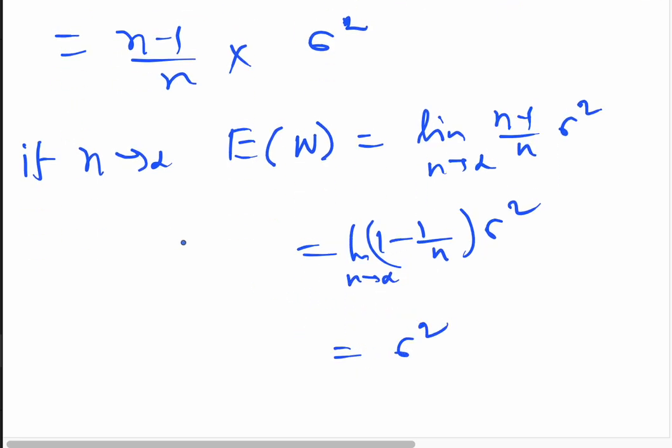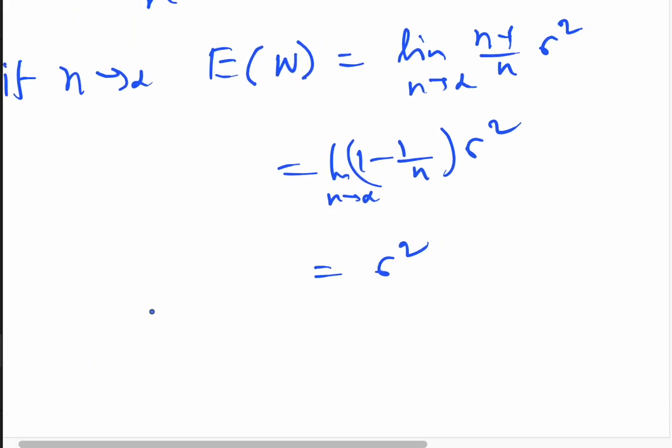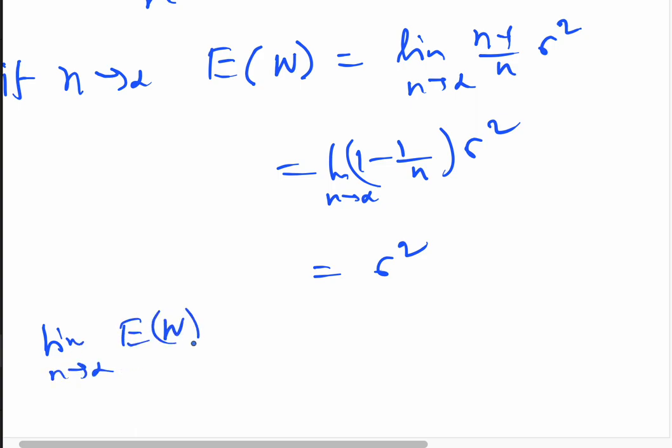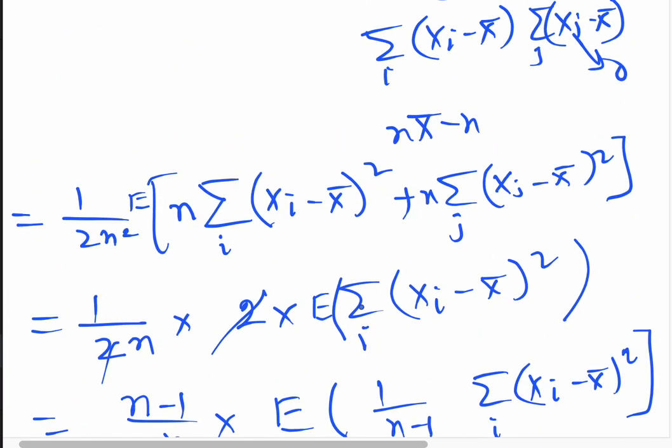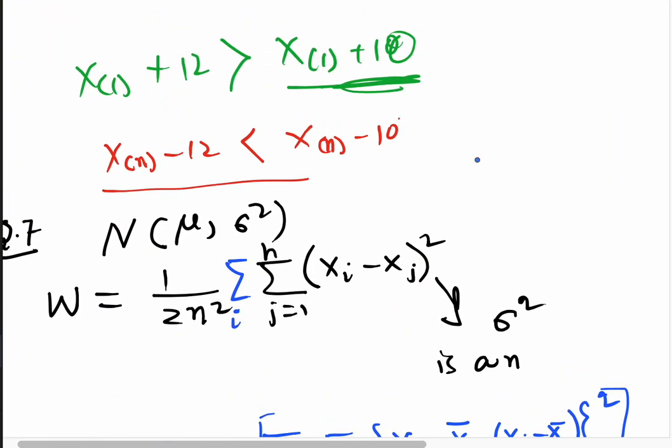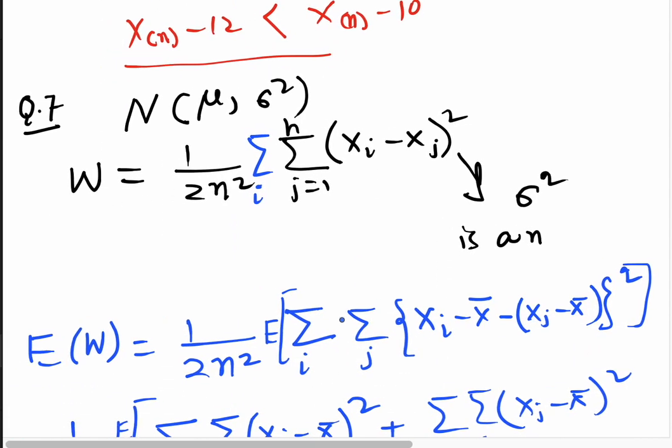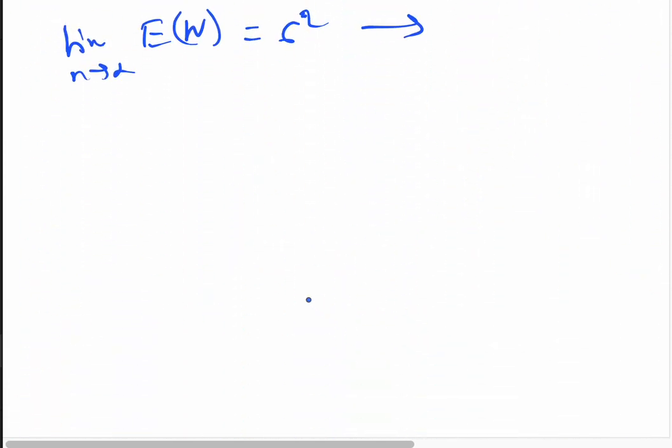So that means as n tends to infinity, the expectation of w becomes sigma square. That means it is a consistent estimator. So w is not an unbiased estimator, but it is a consistent estimator. So that's all. Now let's move toward question number 8.